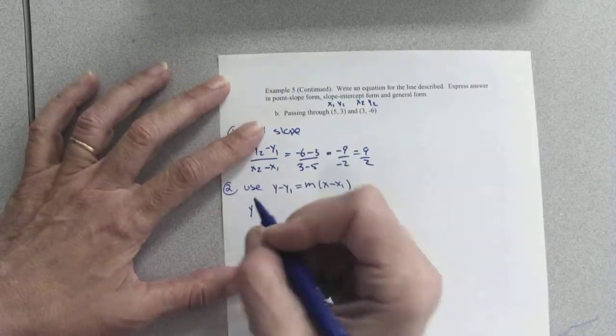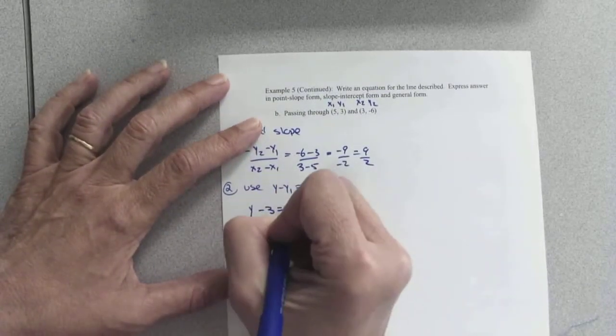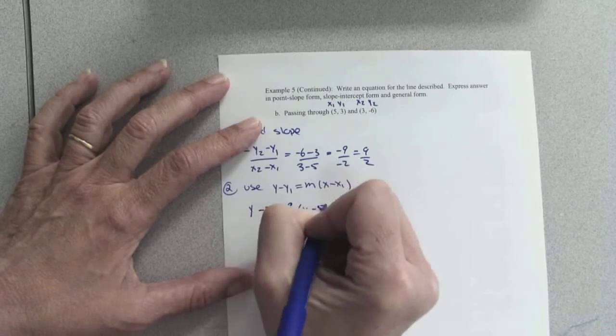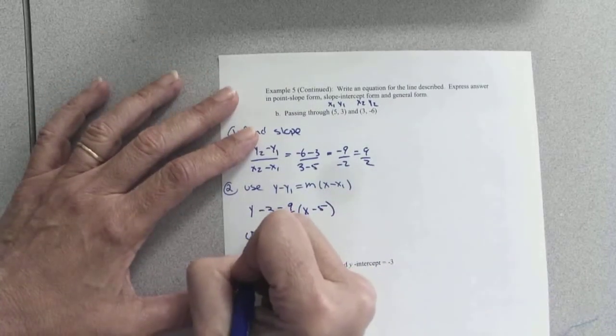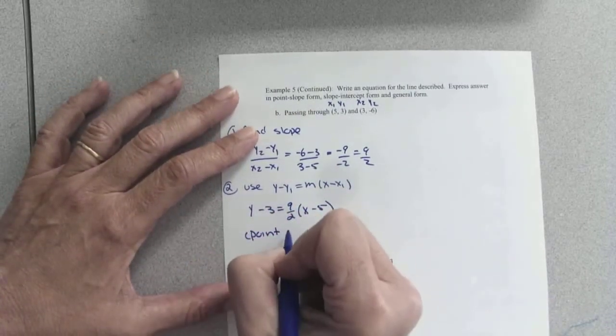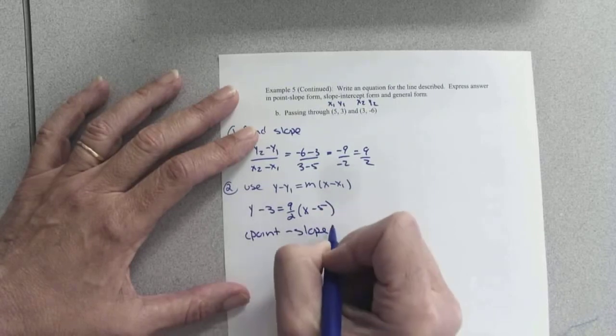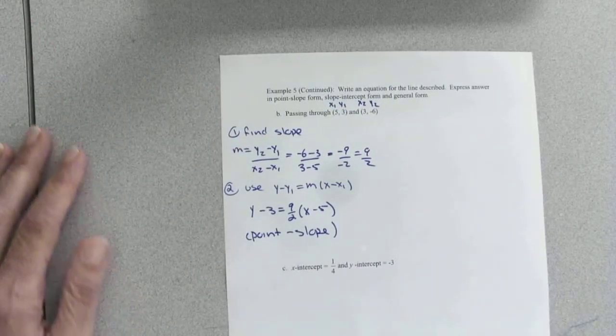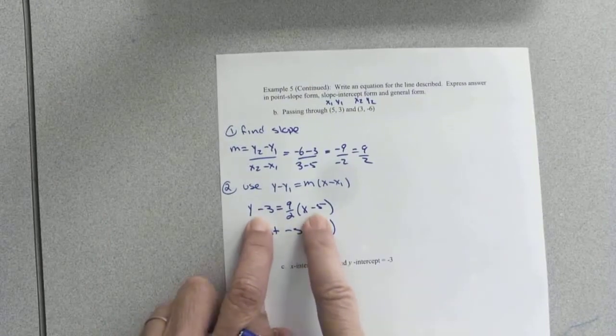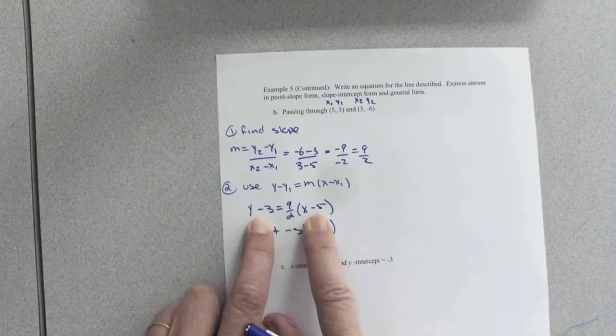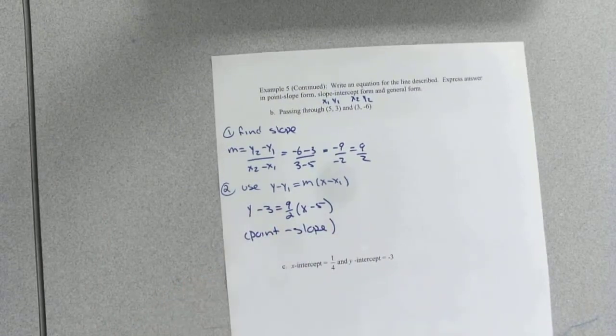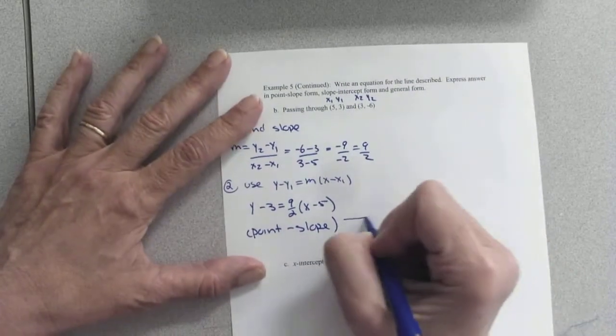So I'm going to use the 5, 3. So y minus 3 equals 9/2 times x minus 5. And there is the point slope. And when they ask for point slope, don't do any simplification with the exception that if you have a double negative in there, change the double negatives to positive, but do not multiply it out.